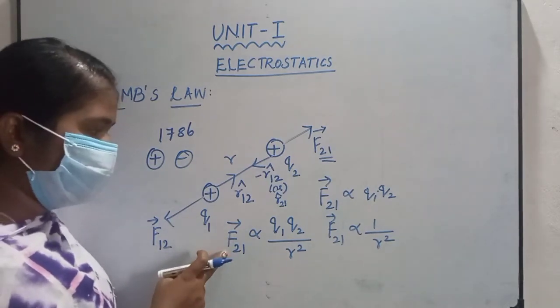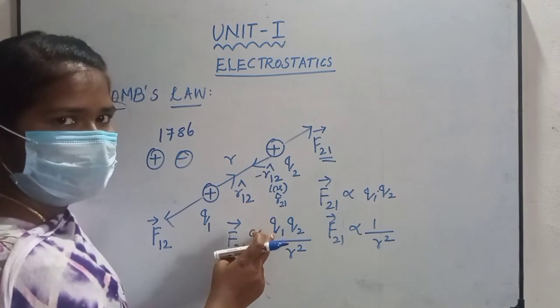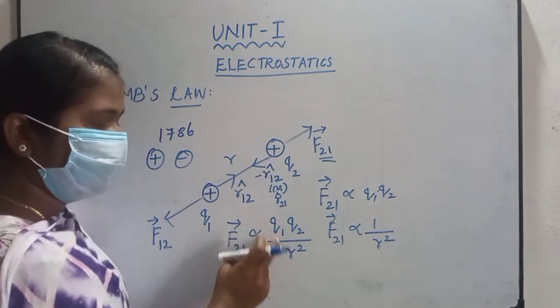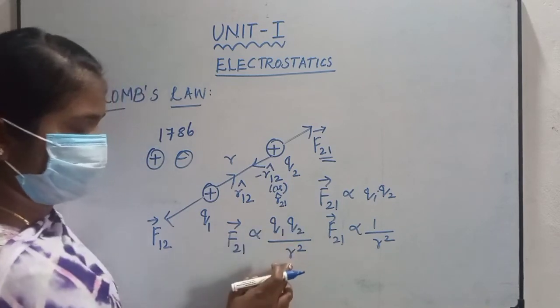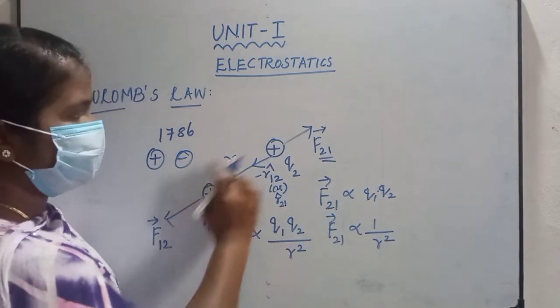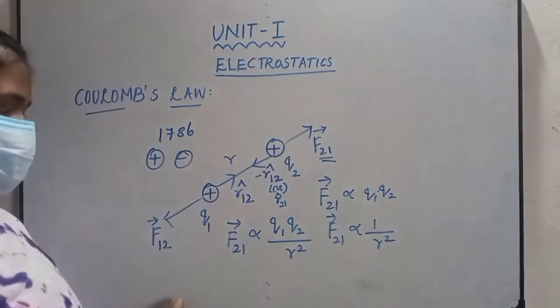So this force is directly proportional to the product of the two charges, and it is inversely proportional to the square of the distance between these two charges. This is Coulomb's law.